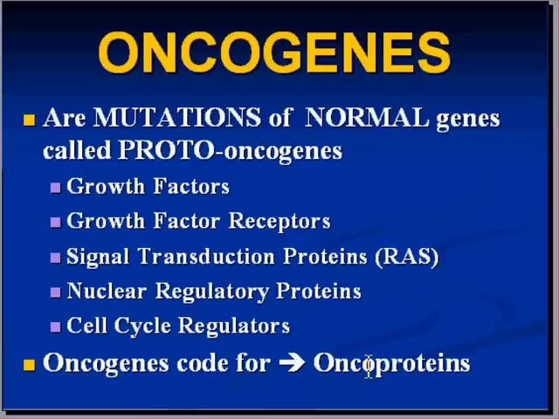Now if you hear the term oncoprotein, we're talking about a protein which is made by an oncogene. If you have an oncogene, you can think of it as a mutation of a normal gene. And the normal gene is called a proto-oncogene. And a proto-oncogene can generally be regarded as any gene which winds up coding for cell growth regulatory processes. This is the whole concept of oncogenes.